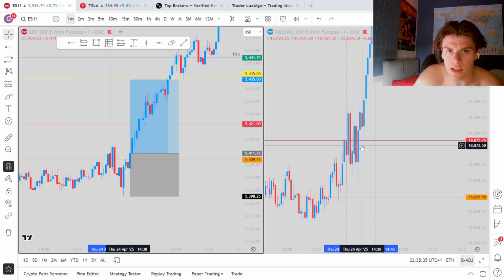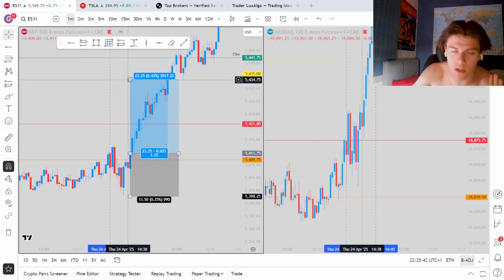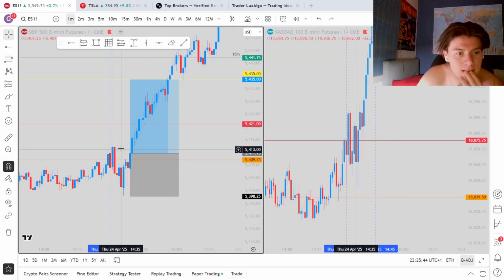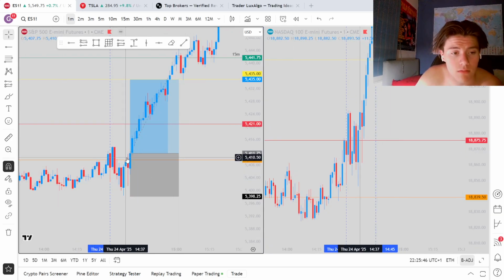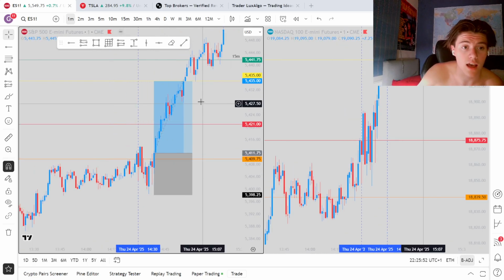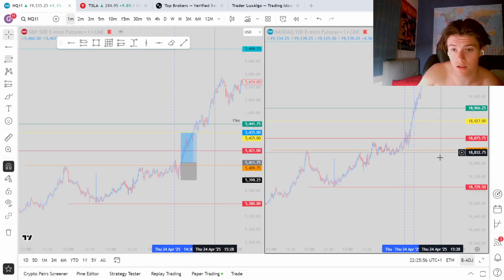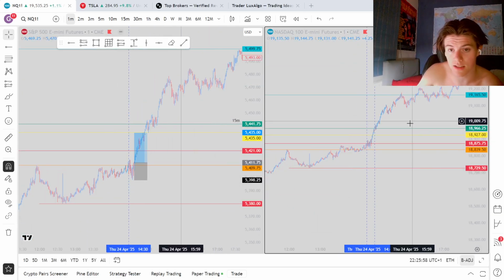So on Nasdaq, we swept this high at about, well, pretty much market open. We swept it, whereas we hadn't quite swept it on ES. So using that information, we had a bit of a retrace. We came into some confluences, and I took a long. And as you can see, we ripped. We absolutely ripped to the skies.